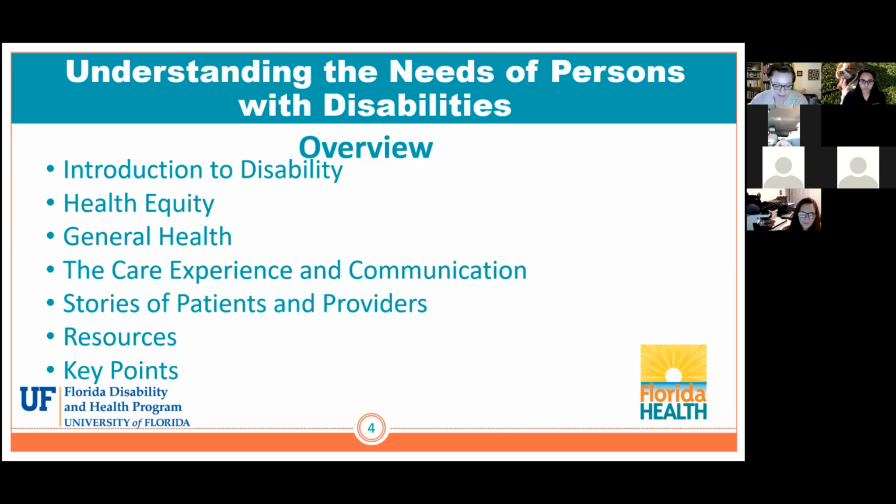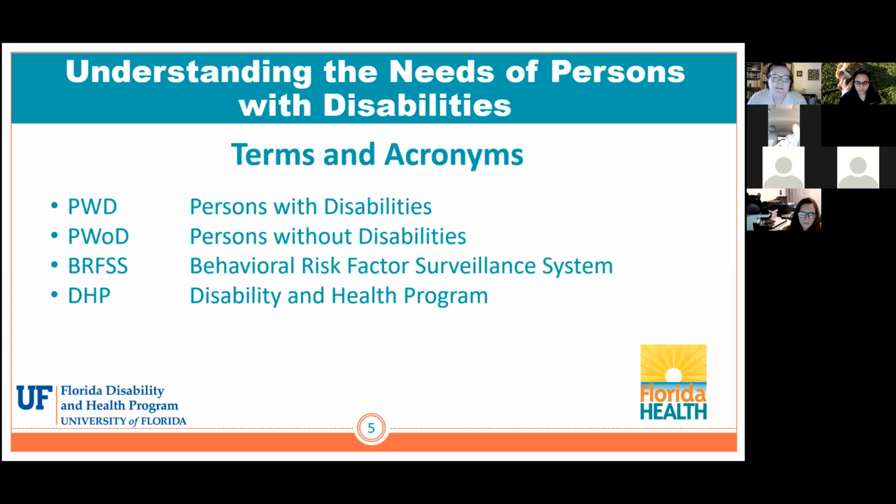So the main acronyms you're going to be seeing today are PWD, people with disabilities or persons with disabilities, and PWOD, which is persons without disabilities. Most of our data, when we talk about disability and its prevalence in Florida, comes from the Behavioral Risk Factor Surveillance System, which is a survey conducted by the CDC every year. And so we call that the BRFSS. And then finally, the Disability and Health Program, the DHP, which is who is bringing you this presentation today.